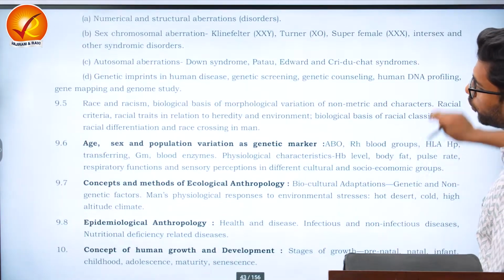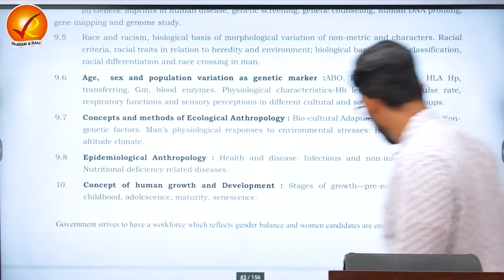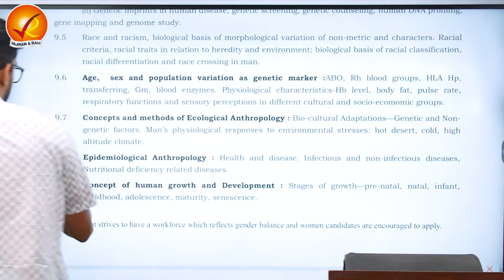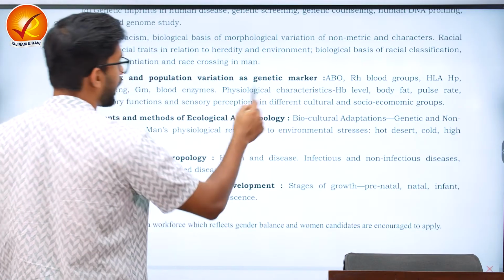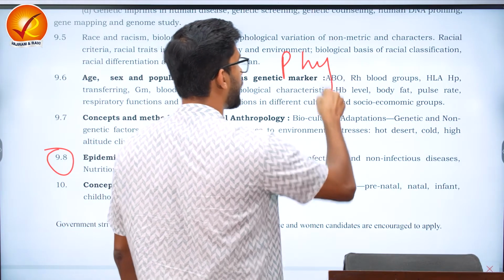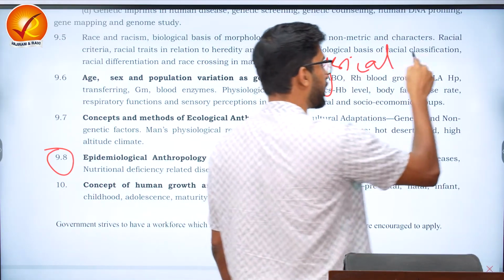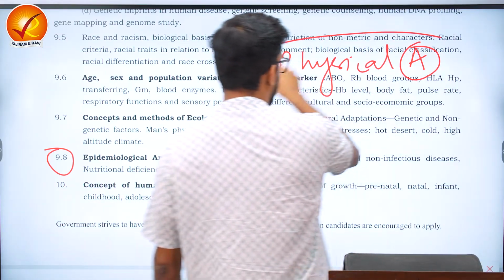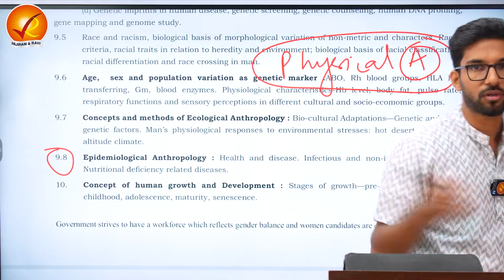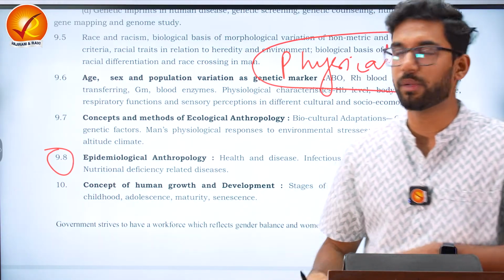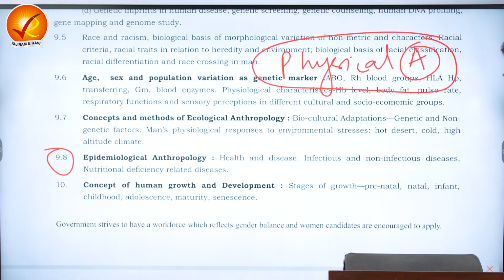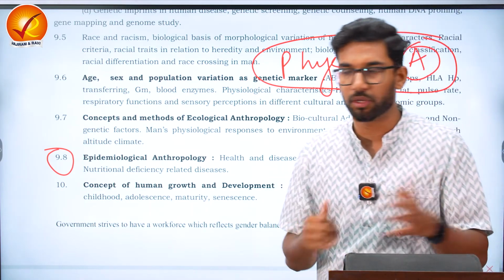Unit 9.1 to unit 9.8 mainly deals with physical anthropology or biological anthropology. Again, there is a difference between physical and biological anthropology, but this is not a concept clearing session, so I'll not go into it. But 9.1 to 9.8 is basically the physical anthropology.